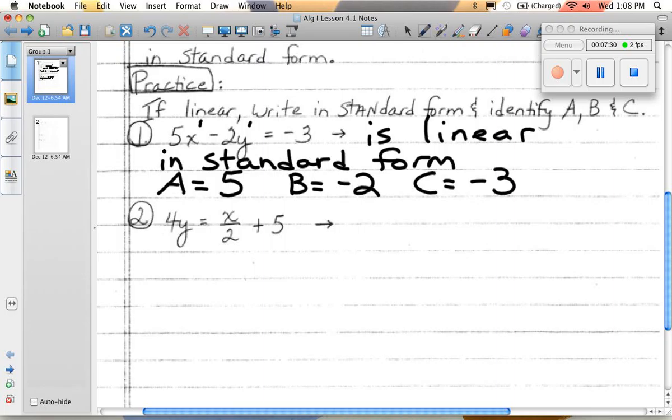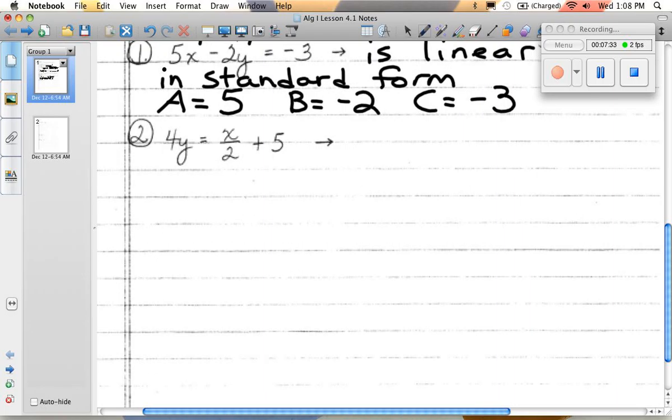Okay, now let's go on to the second one. How are you feeling about number 2? Do you think it's linear? No. Why not? Go ahead, Audrey, why do you think it's not? 2 is in a denominator. Did it say a constant can't be in a denominator? What did it say can't be in a denominator? X or Y. Are X or Y in a denominator? No. Okay, so it passes that test. Looks like it's okay.